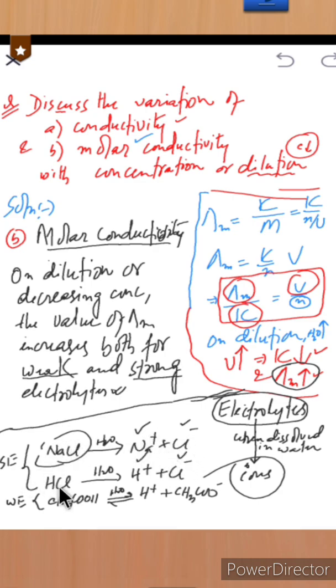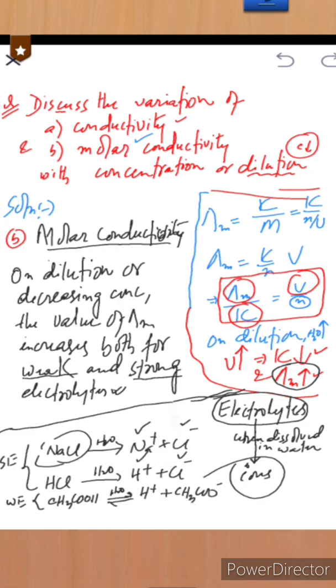Such electrolytes, NaCl and HCl or HNO3 or H2SO4 or sodium hydroxide, potassium hydroxide, strong acids and strong bases are strong electrolytes, and most of the salts are strong electrolytes. And acetic acid is a weak acid. This is a weak electrolyte because it dissociates partially into ions.